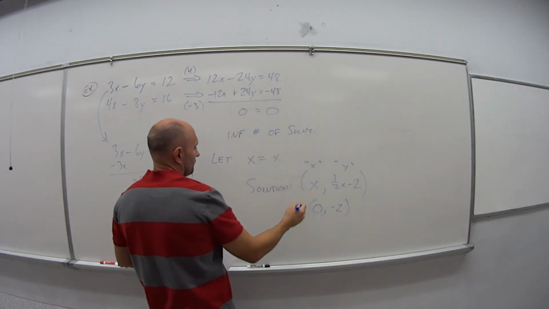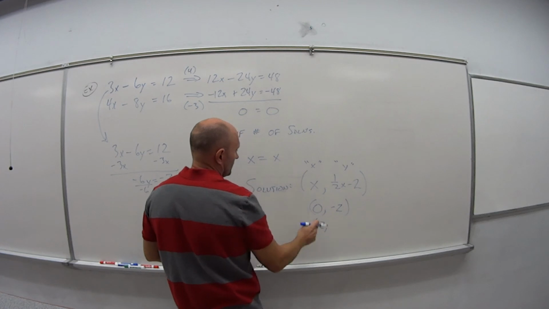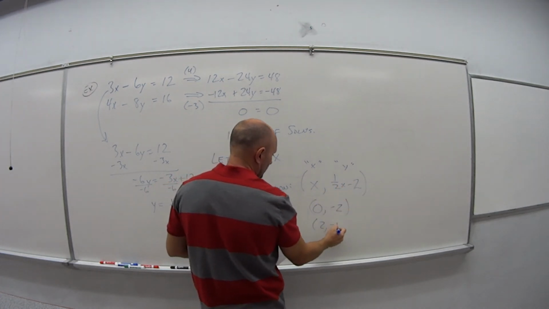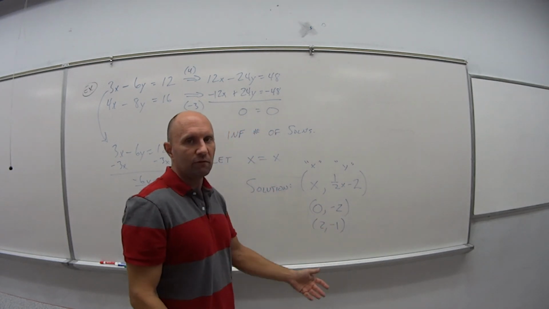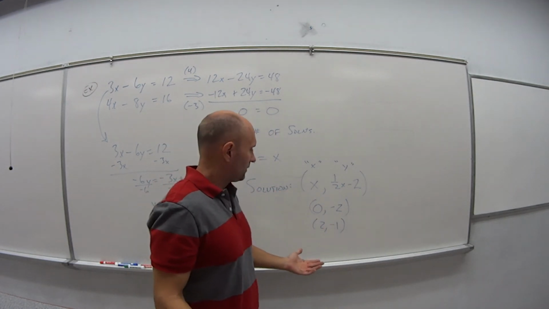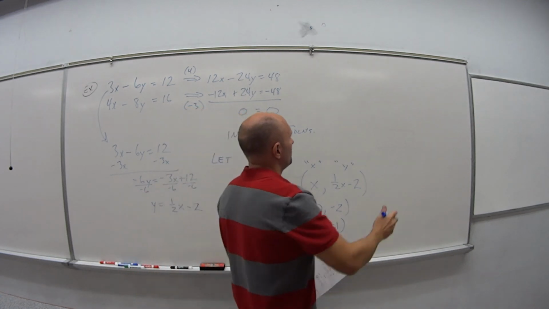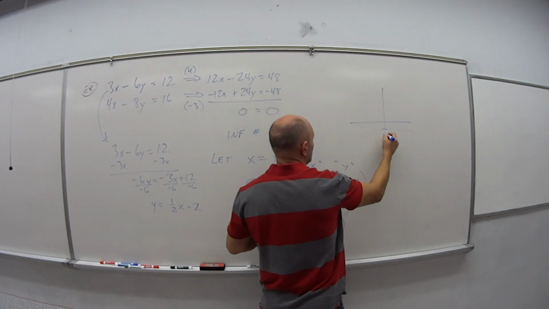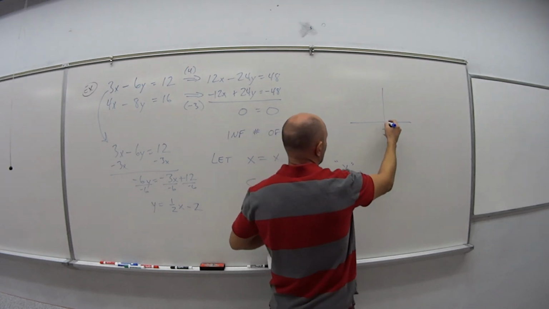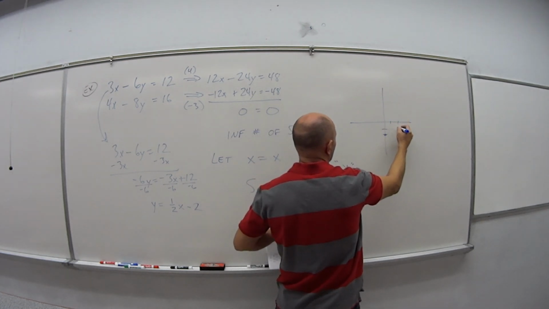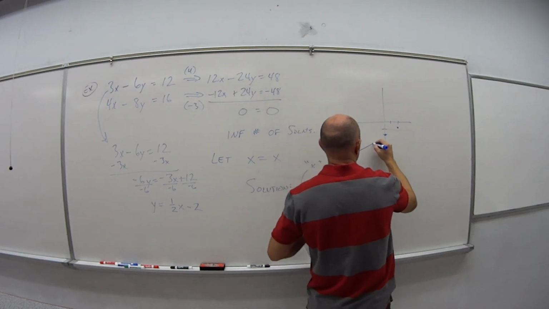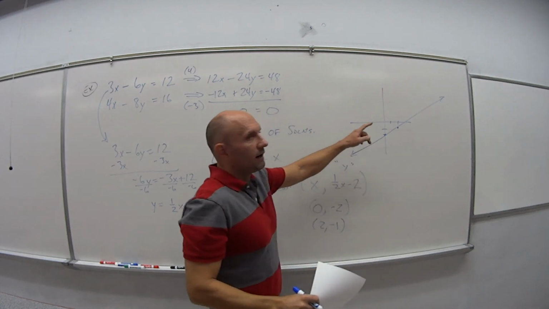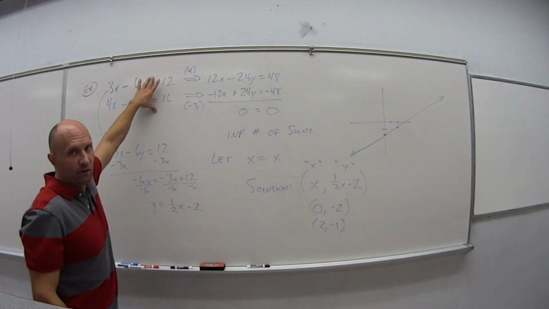What if x is equal to 2? If x is 2, 1/2 times 2 is 1, and 1 minus 2 is negative 1. So 2, negative 1 is also an answer. As I keep doing this, what am I creating here? I'm creating a line, right? I have 0, negative 2, and I have 2, negative 1. All of the points on this line are solutions to this system.